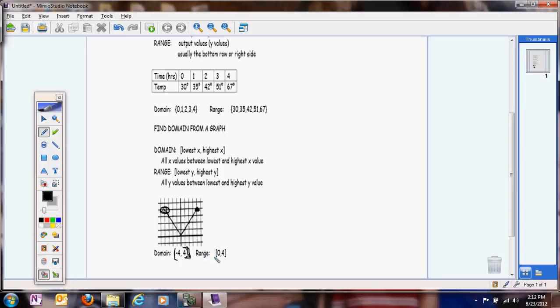My range, which is the lowest Y, well the lowest Y on here is 0. I'm at the origin. It's closed because I'm coming to a point here. The highest Y is right here, and that's going to be 4. This one is open, but because this one is closed, this 1 point counts for closing the entire interval. And so that's how you find the domain and range from a graph.